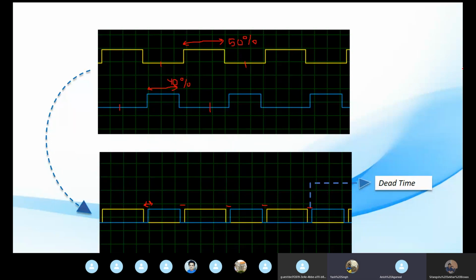Then how does it come to 50%? I'm giving an example. The example I'm giving with the bits has got nothing to do with the 40% and 50%. I've just taken arbitrary values to explain. Okay. Dead time is nothing but the common time for which both are going to be off.